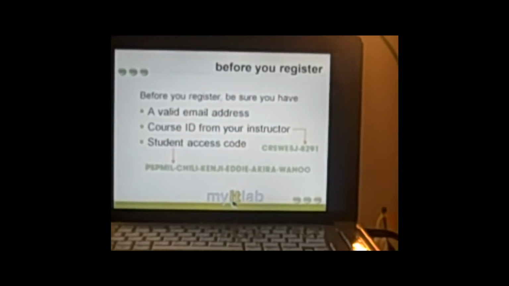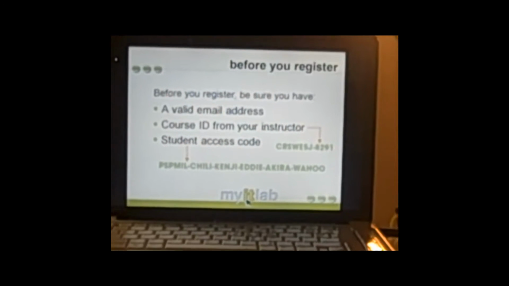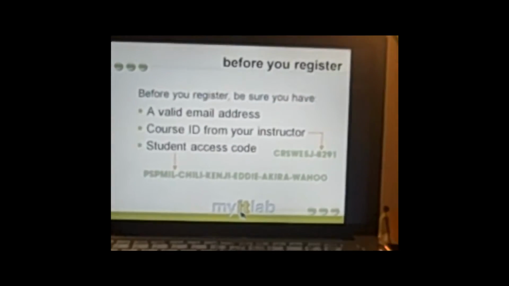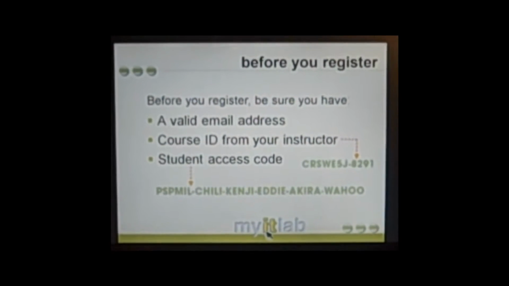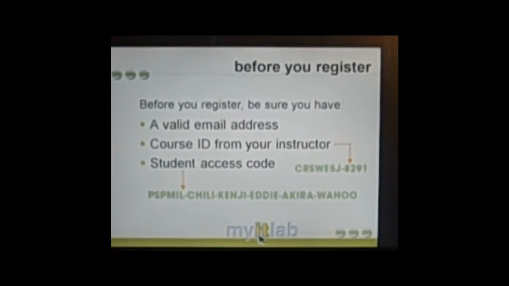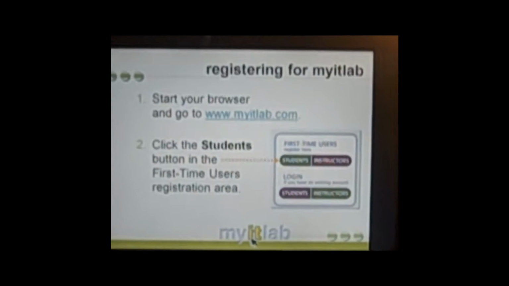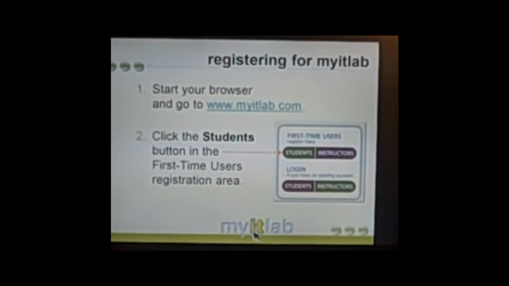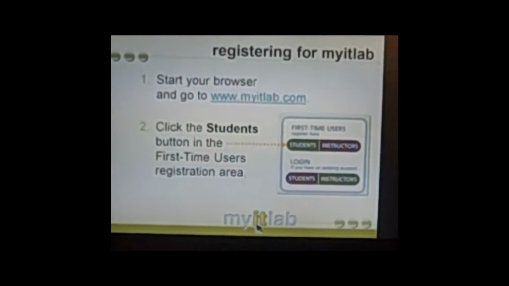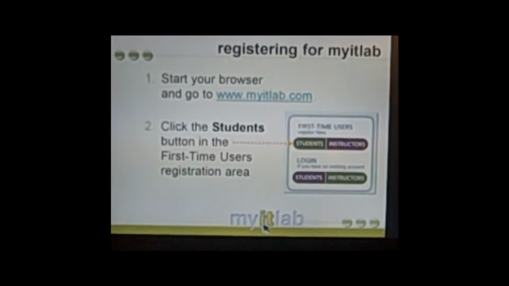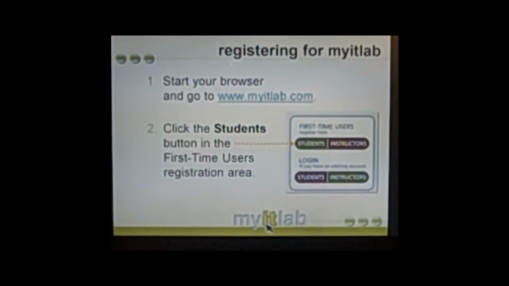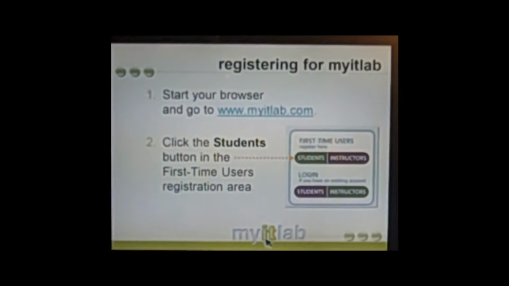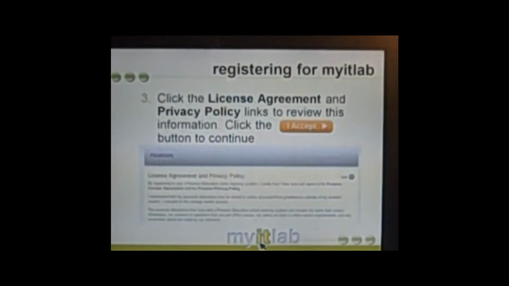Okay, before you register, you need to be sure that you have a valid email address, a course ID from your instructor, and your student access code. Your instructor will give you your course ID and you'll have your access code from your technology. Then you'll go to www.myitlab.com and click Students, the button for first-time users, or if you already have a login and password, you'll just log in under existing account.